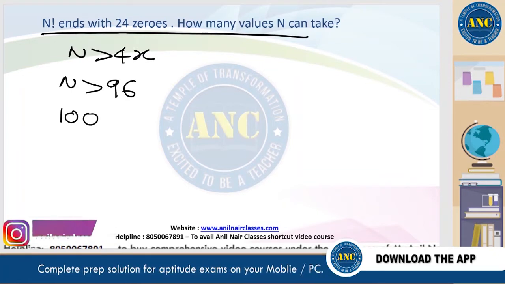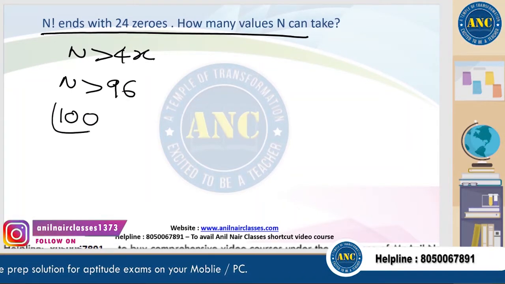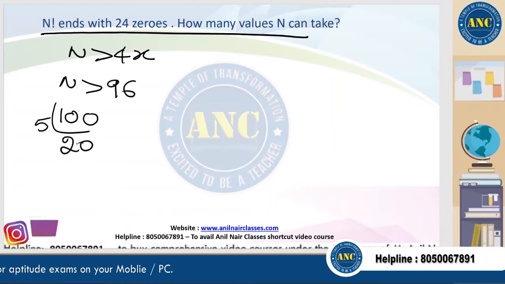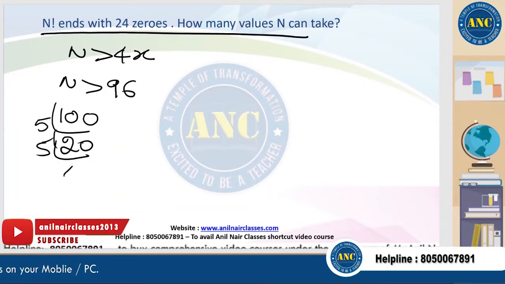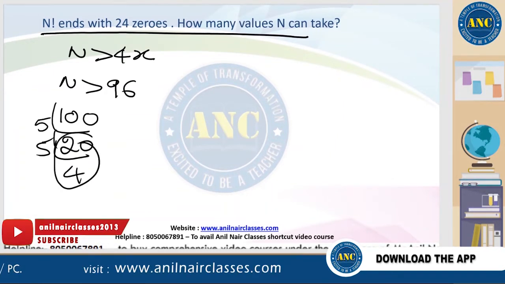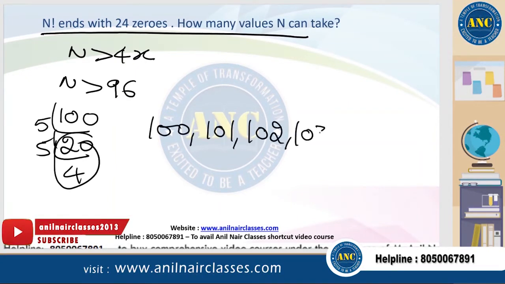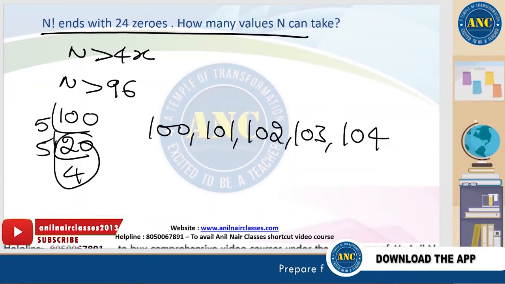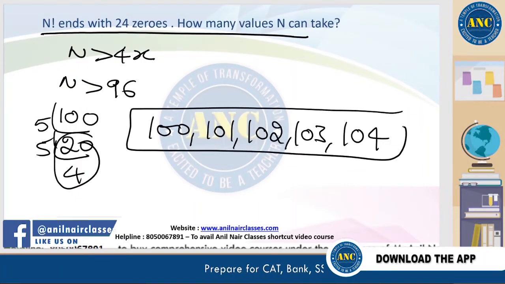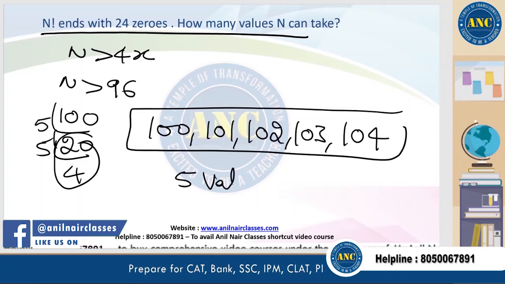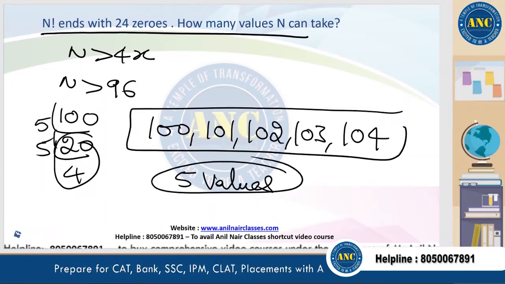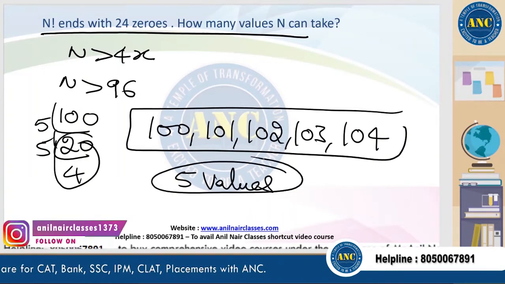What is the multiple of 5 just greater than 96? 100. 5 20s are 100, 5 4s are 20. What is 20 plus 4? 24. So 100 will give you the answer. 101 will give you, 102 will give you, 103 will give you, 104 will give you. How many values total? 5 values it will give.